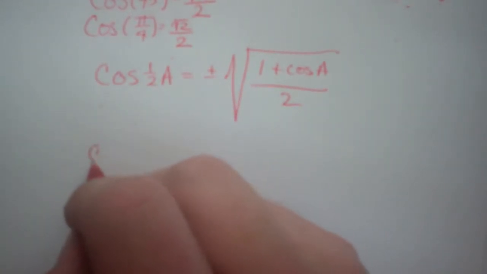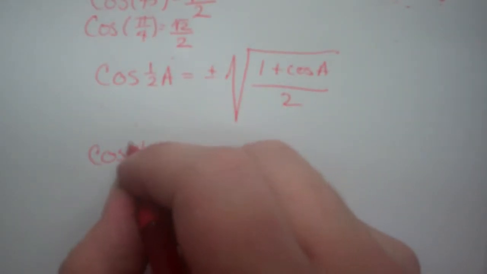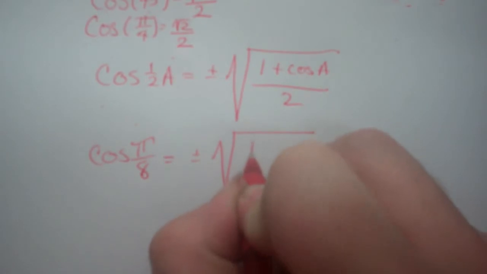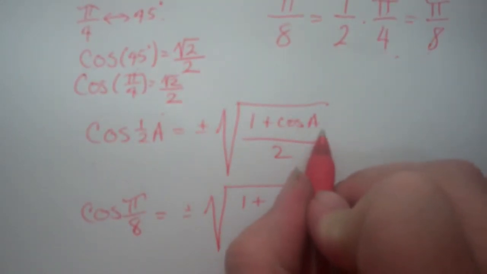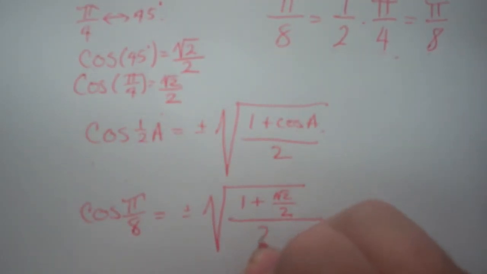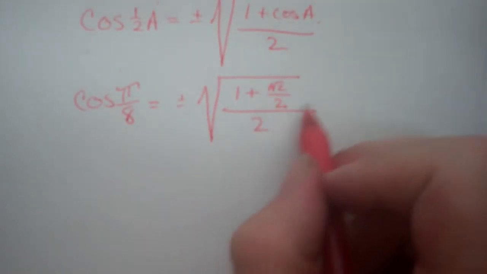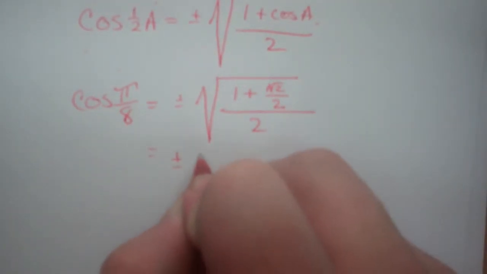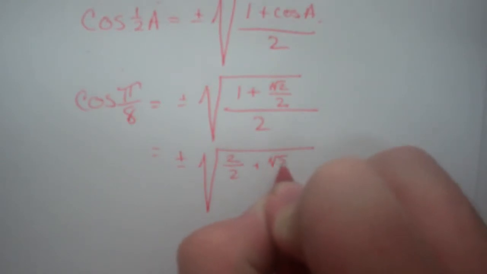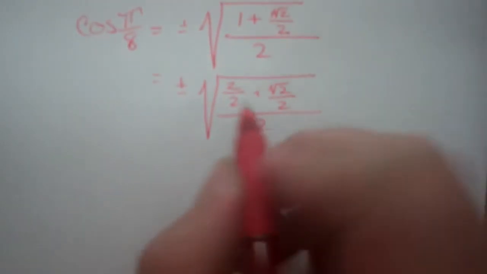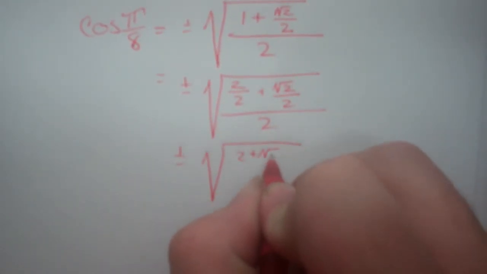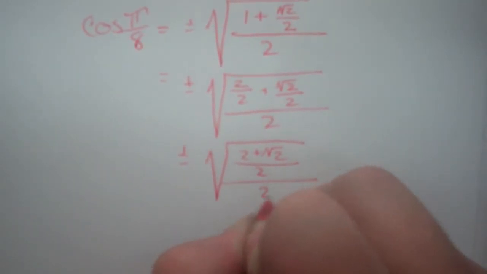So here we can write this out. We get the cosine of pi over 8 is equal to plus or minus the square root of 1 plus the cosine of, that's that pi over 4, here's our square root of 2 over 2. And then this whole thing is divided by 2. Let's simplify what we have here. So this is equal to plus or minus the square root of, I'm going to get a common denominator. So this is 2 over 2 plus radical 2 over 2. And then the whole thing divided by 2. So this is plus or minus the square root of 2 plus radical 2 over 2, the whole thing divided by 2.